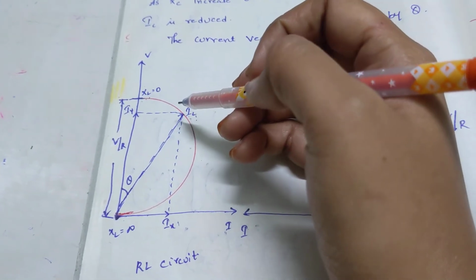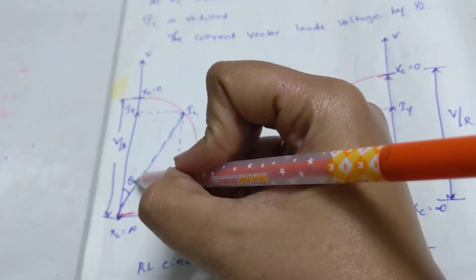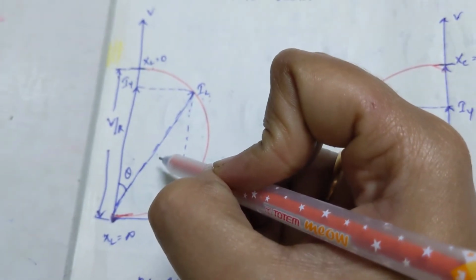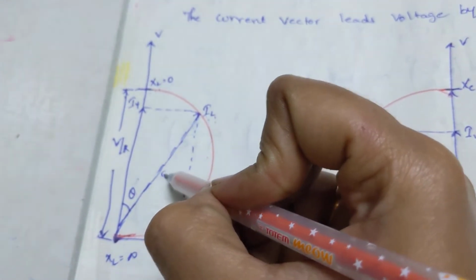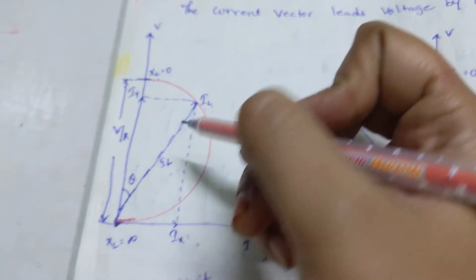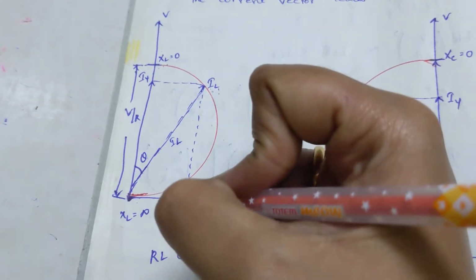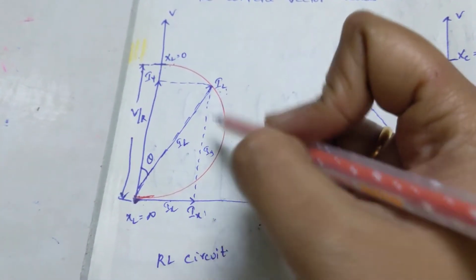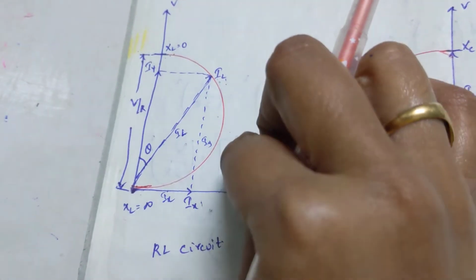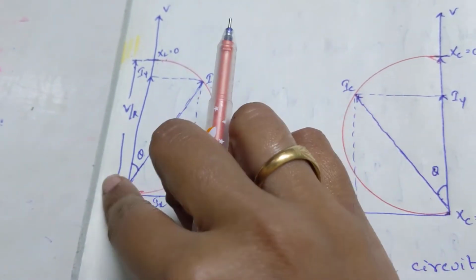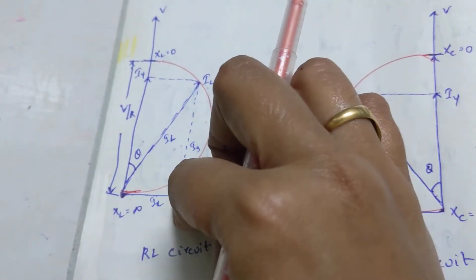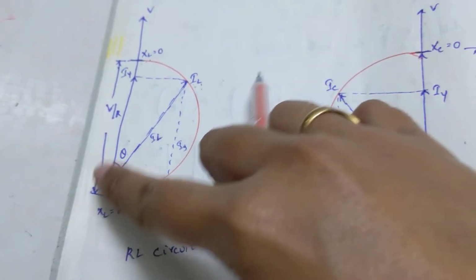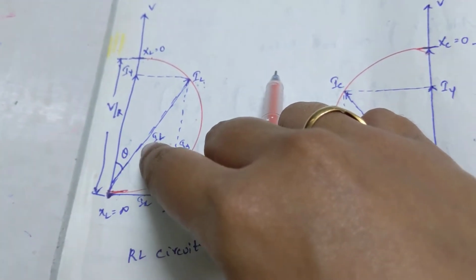This length is nothing but IL, this length is IX, and this length is IY, since it is a parallel length. Here we are forming a right angle triangle. So I can say that IL square is nothing but IX square plus IY square, from the right angle triangle.